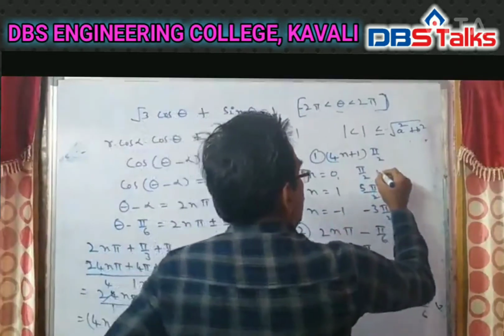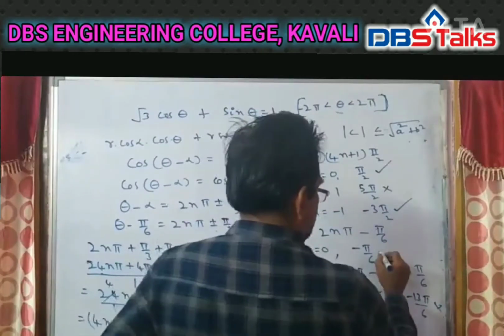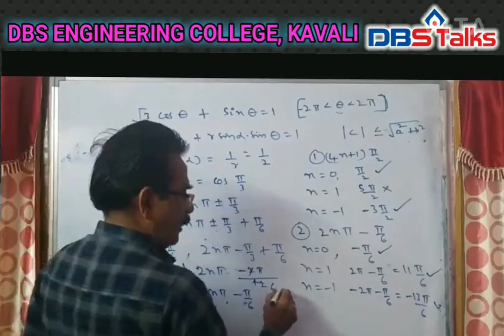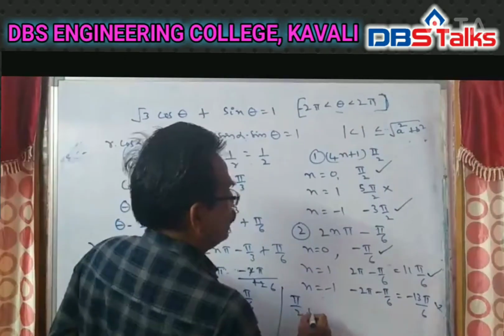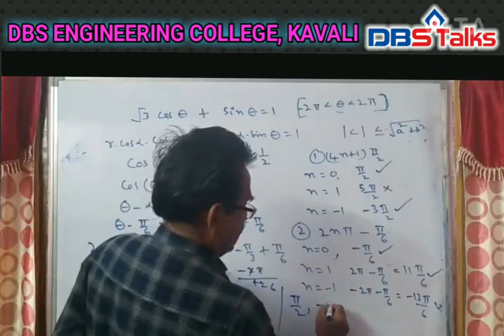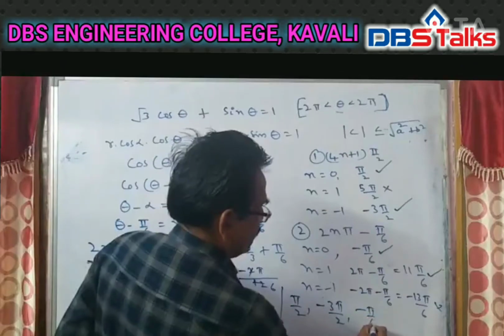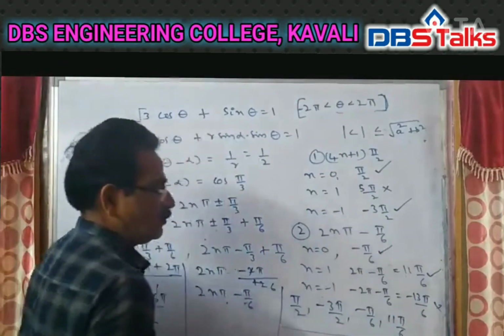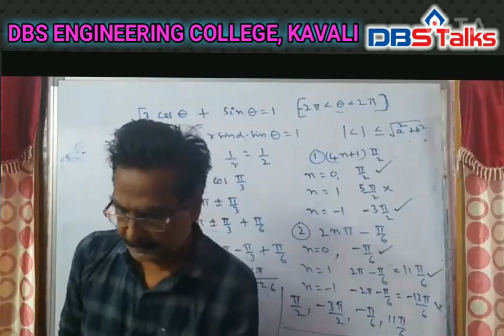So we take pi by 2, we take minus 3 pi by 2, we take minus pi by 6, we take 11 pi by 6. Altogether we have 4 solutions, friends. What are those 4 solutions? Pi by 2, minus 3 pi by 2, minus pi by 6, 11 pi by 6. These are the 4 solutions we have. Okay friends, let us see 2 more problems.